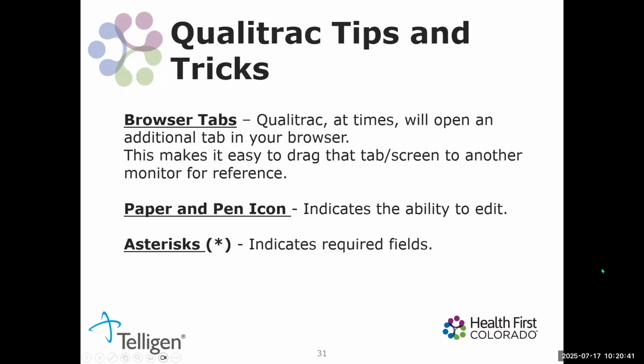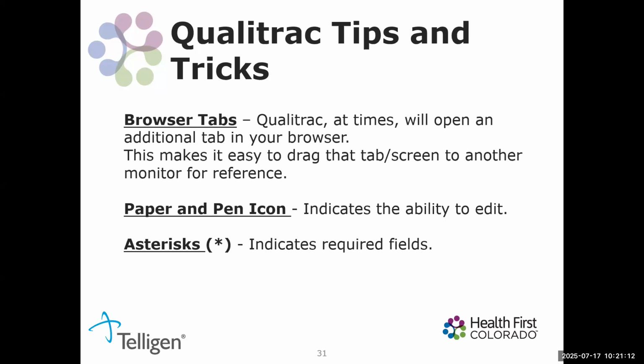So a couple other tips and tricks. Like I said, it's a browser tabs. Qualitrac opens them more for convenience as our platform, so it's easy to drag and drop that to another screen. But it is a tab system, so if you don't know where you are, look at the tabs up top, or go back to your Qualitrac icon, your easy button. You may see some paper and pen icons. That means you'll have the ability to edit information. Your asterisk, which you will see a lot, indicates a required field.